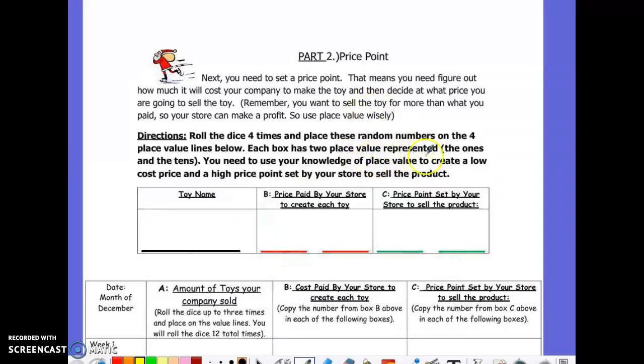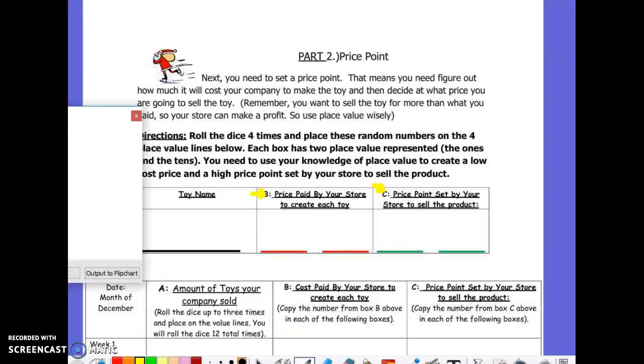Each box has 2 place values represented, one in the ones and one in the tens. You need to use your knowledge of place value to create a low cost, which is over here, B, and a high price point set by your store to sell the product. So this is how this part of the project is going to go.